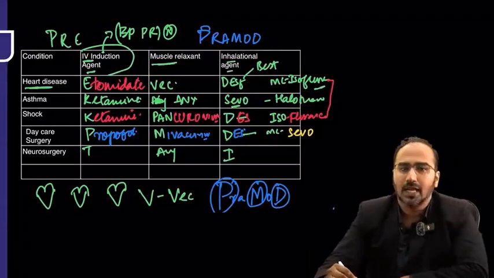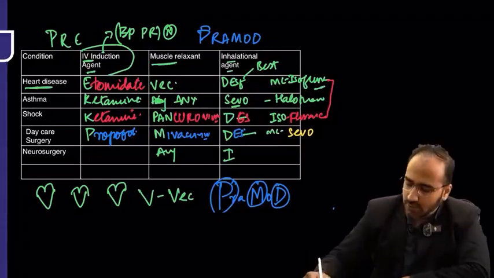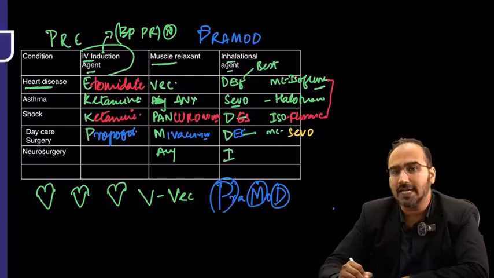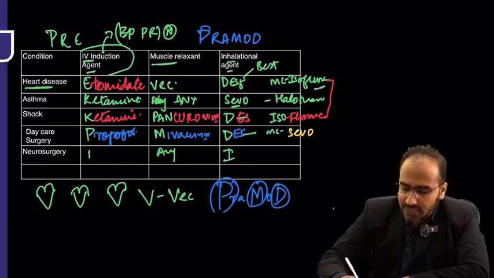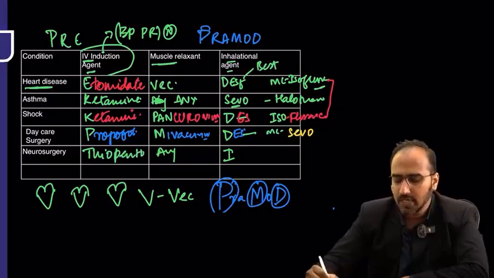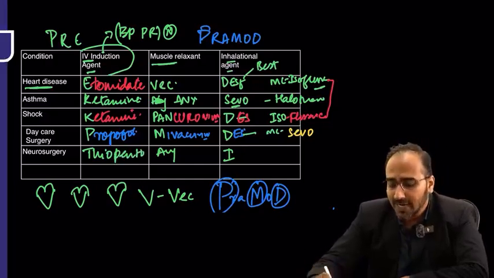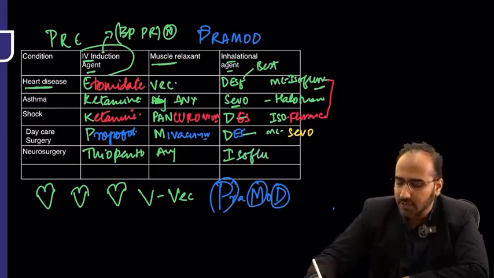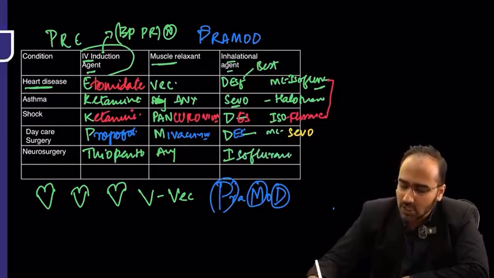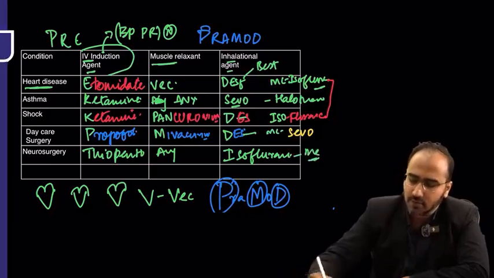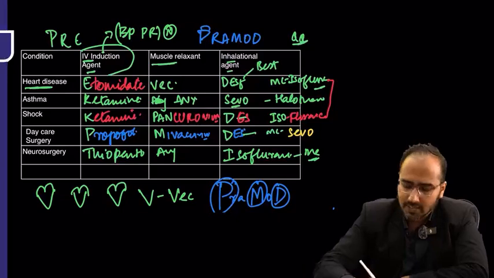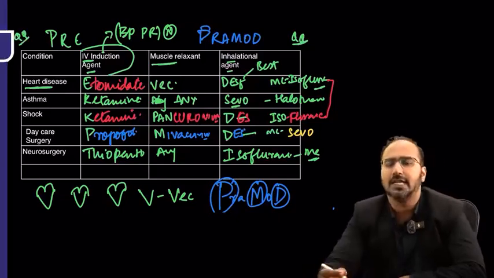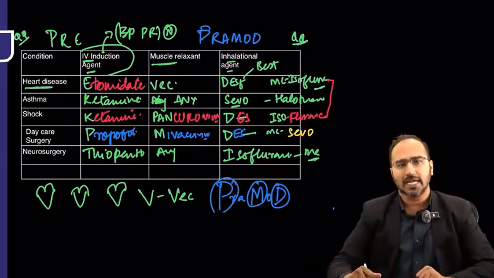Right? Last is neurosurgery. For neurosurgery, which is the IV induction agent of choice? The IV induction agent of choice is sodium thiopentone. Whereas the inhalational agent of choice for neurosurgery is isoflurane. Whether for heart or for neurosurgery, most commonly what we choose is isoflurane. This slide is very, very important. Basically, the revision of your general anesthesia.